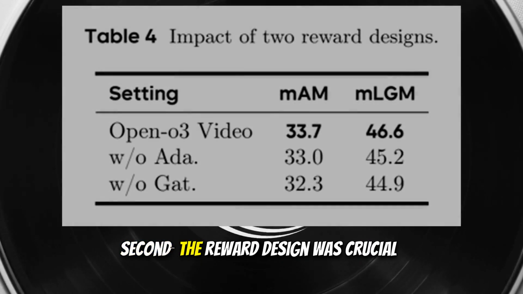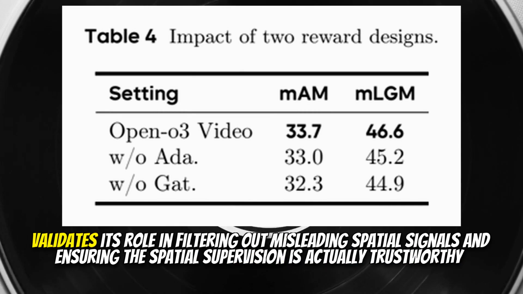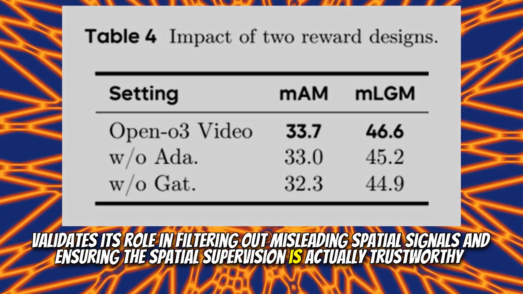Definitely. Second, the reward design was crucial. Taking out temporal gating, that gatekeeper we just discussed, caused a noticeable drop, 1.4% in MAM, 1.7% in MLGM. That really validates its role in filtering out misleading spatial signals and ensuring the spatial supervision is actually trustworthy.